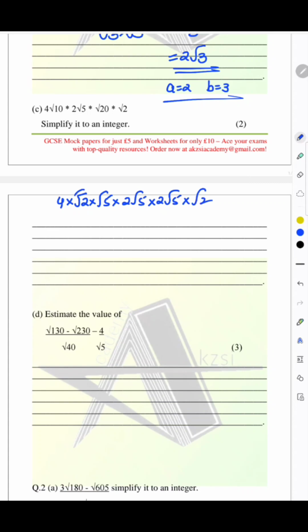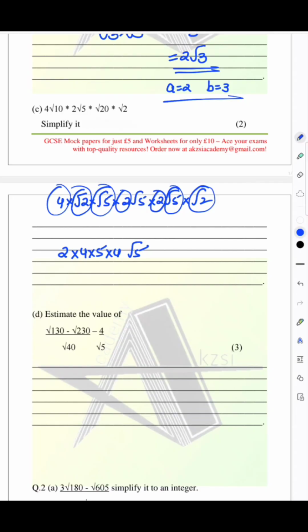Now clearly this root 2 and this root 2 when multiplied will give me just 2. 4 is already there, multiplied by 4. This root 5 times this root 5 will give you 5. This 2 times this 2 will give you 4, and a root 5 as it is, because there's nothing else written there. This can be written as 16 times 2, 32, and times 5, which will give you 160. So 160 root 5 is the final answer.